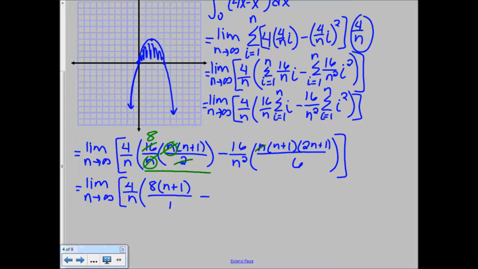So I have an n up top and an n squared in the bottom, so I can reduce the power to just one n in the bottom. I can reduce my 6 to be a 3, and I can reduce my 16 to be an 8. So then what we're going to get is 8 times n plus 1 times 2n plus 1 all over 3n.